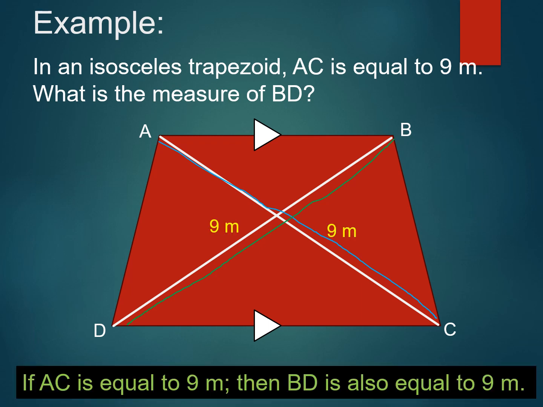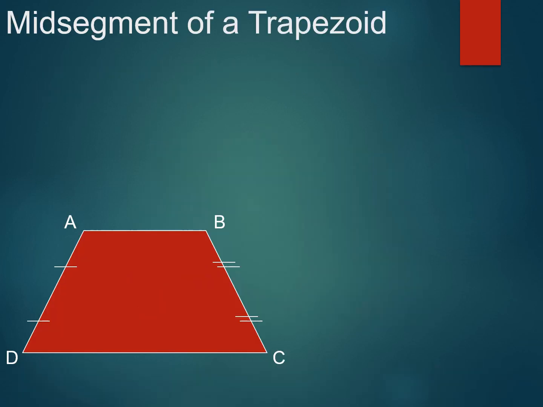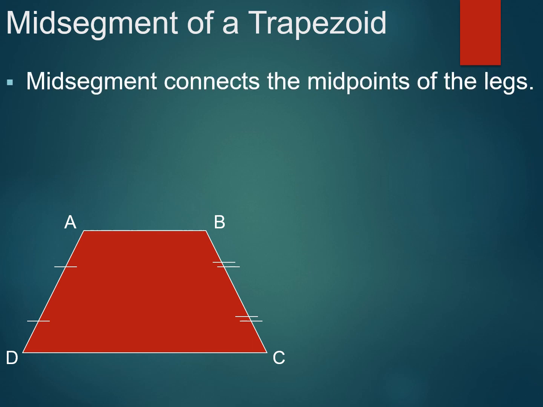If AC is equal to 9 meters, then BD is also equal to 9 meters, since diagonals of an isosceles trapezoid are congruent. Mid-segment of a trapezoid. The mid-segment connects the midpoints of the legs. So our legs on the given figure are sides AD and BC.